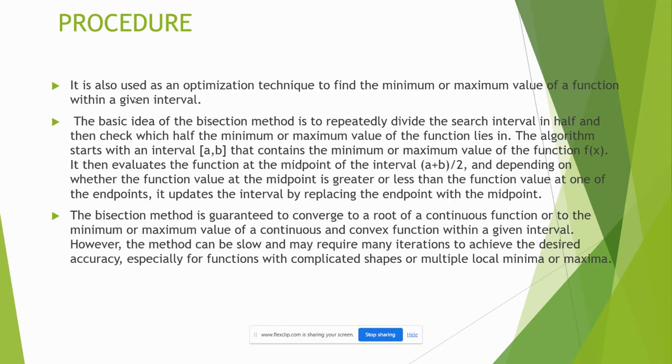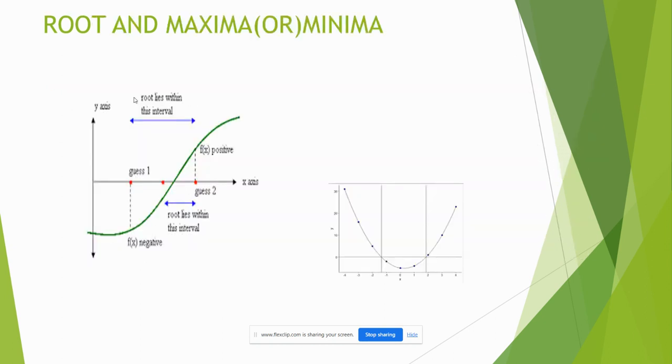So how do we do it? We have to find the midpoint. If the function value at the midpoint is greater than or less than the function value at one of the endpoints, it updates the interval by replacing the endpoint. We have taken a simple case here. You can see the function value is positive at this point and negative at this one. We have to take an interval and find two points such that the function value is negative at one point and positive at the other. So definitely the root will lie between these two points. Gradually we reduce this interval and ultimately we reach the root of the equation. We have to do multiple iterations until we get this point.